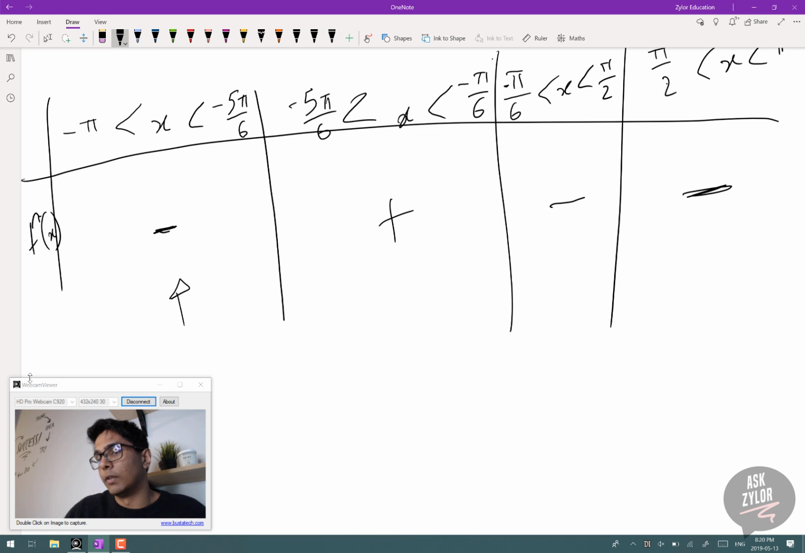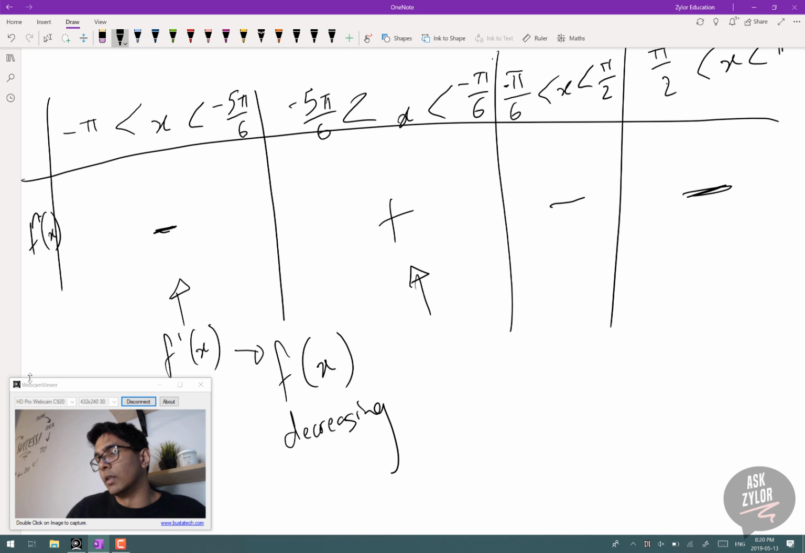This is my derivative, f prime of x. So if that is negative, that's telling me my function f of x is decreasing. Right? If it's positive, that tells me my function is increasing. And the last two are decreasing as well.